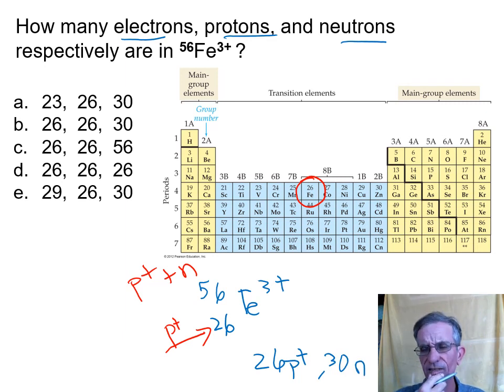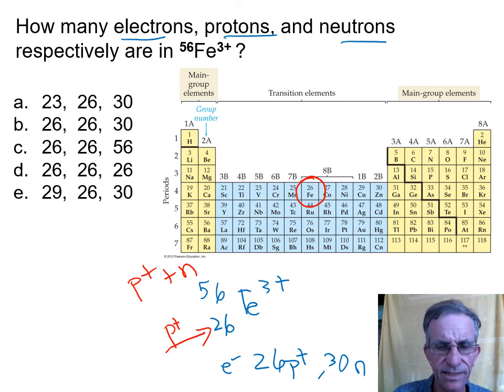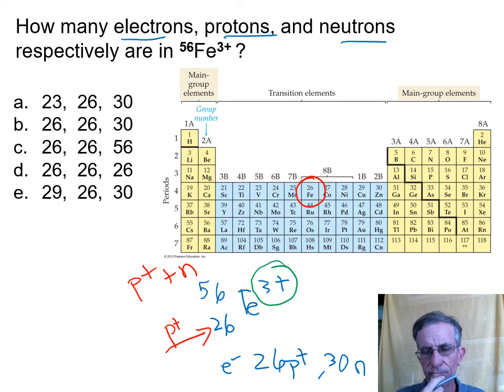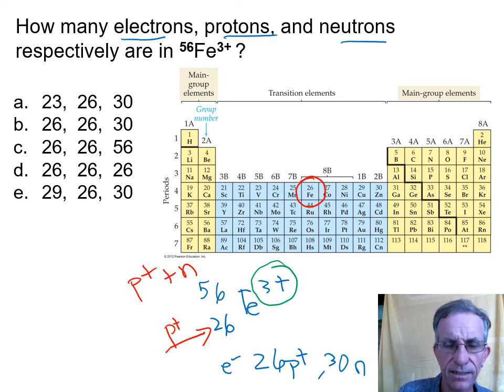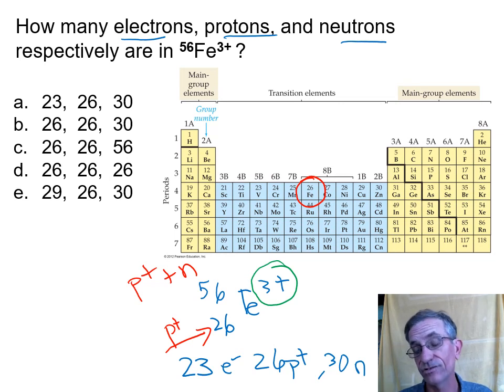And then how about your electrons? 23 or 29? How many electrons are there? There would be, let's see, 3 extra positives. Oh yeah, that's what that means. There's 3 extra positives. So there's only 23 electrons. There should be 23 electrons. So you have 3 extra pluses.